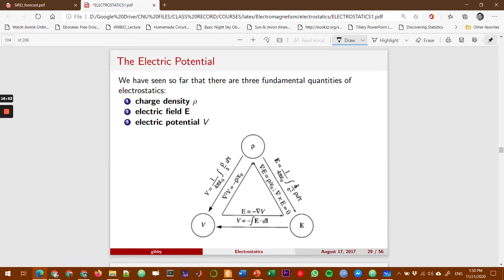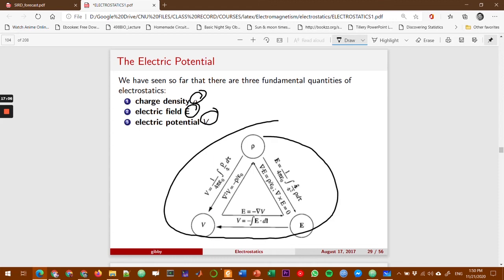So this is like a summary. So we have seen so far that there are three fundamental quantities of electrostatics. We have the charge density rho, the electric field, and the potential. So magtugtuyok ko ni sila. So this image is taken from the book Griffiths. Okay, it's a very useful na siyang reference.